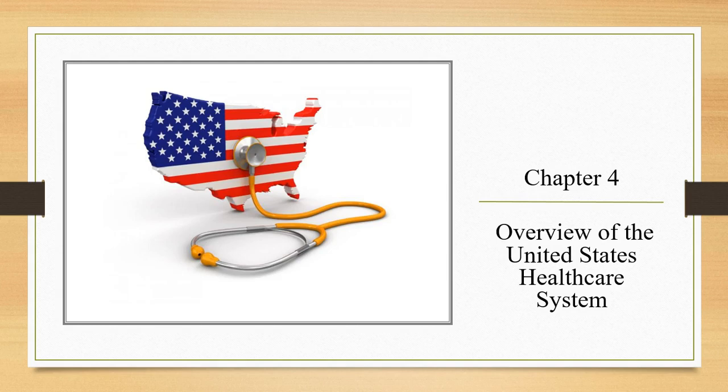Now, when we're looking at the U.S. healthcare system, unfortunately, it is not a very cost-effective or efficient system. And it's not a unified healthcare system. So the healthcare system here in the U.S. is delivered by a number of different sources. You have public and private insurance that is provided by the federal, state, and local governments.